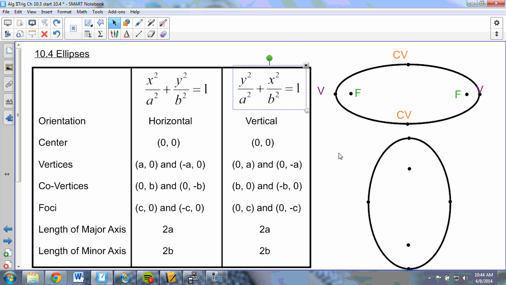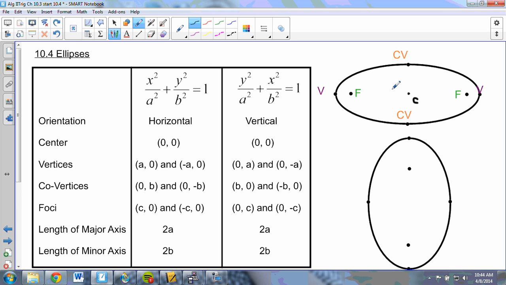If my center is right here, put a C there for center. The distance to the farthest point on the ellipse, the farthest point away from the center, is called a vertex. And there's two vertices on this ellipse. Every ellipse has two vertices. The closest point to the center is called the co-vertex. And every ellipse has two co-vertices.